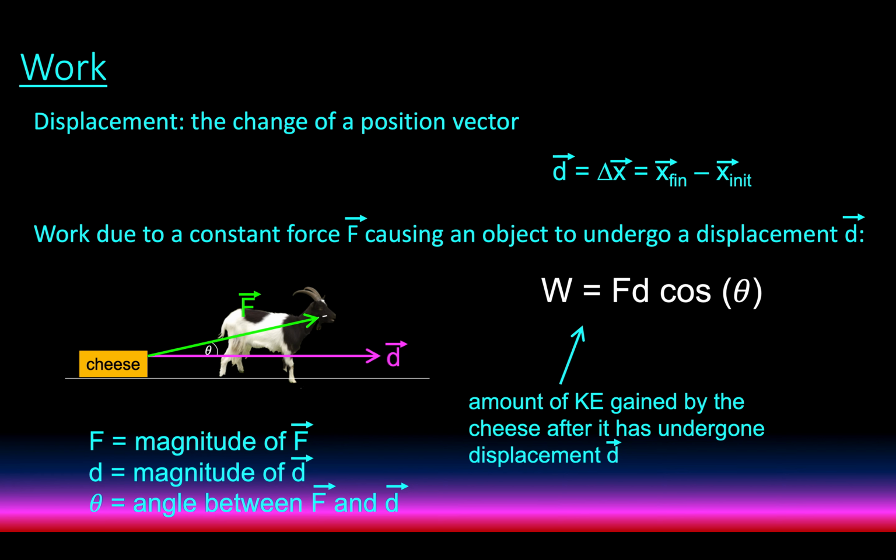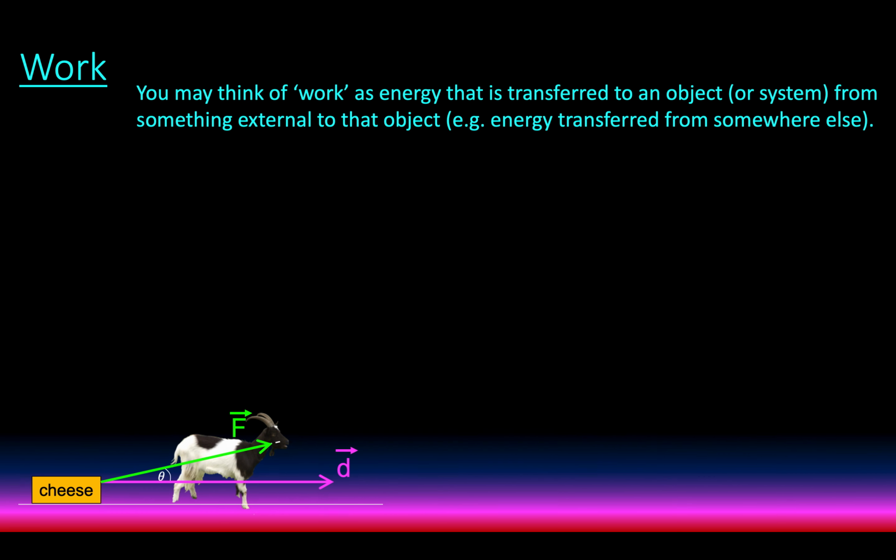If you think about it, this angle theta could be anything between 0 and 180 degrees. If the force vector and displacement vector are parallel, in other words, if they point in the same direction, theta will be 0. If the force vector and displacement vector point in opposite directions, if they're anti-parallel, then this angle will be 180 degrees. And in general, this angle could be anything between 0 and 180 degrees.